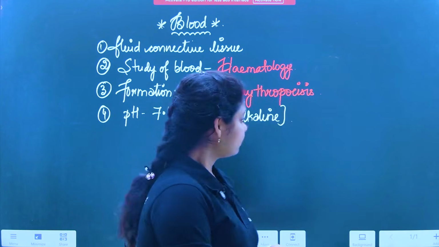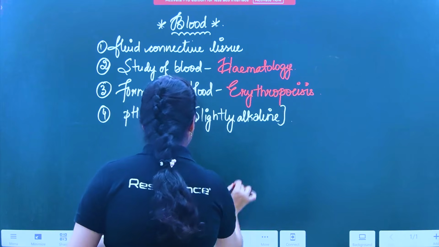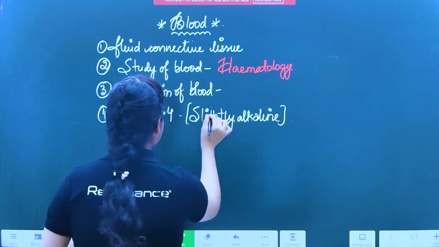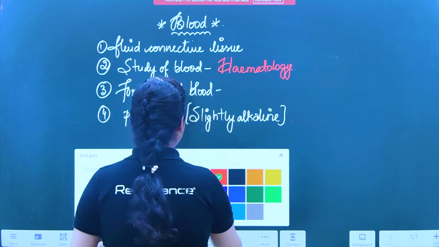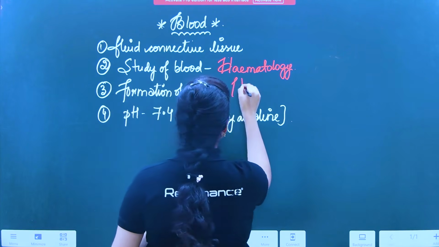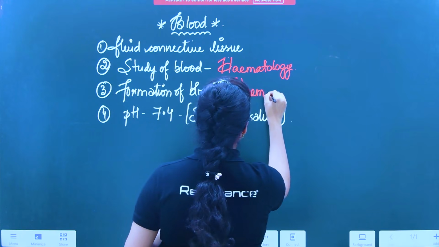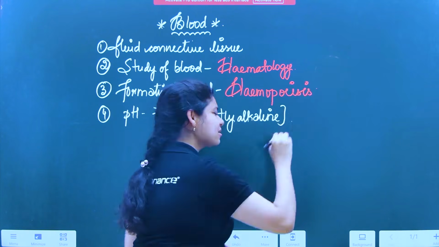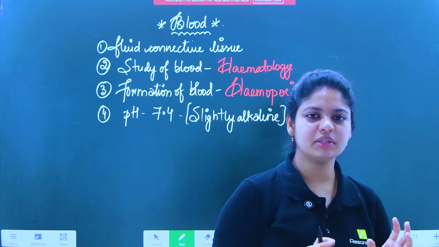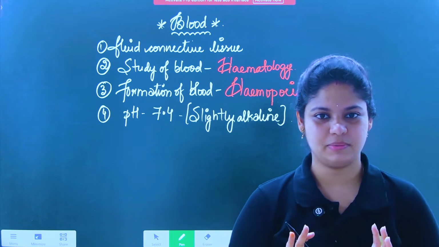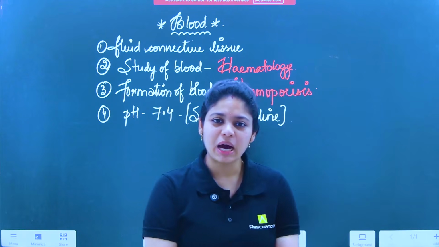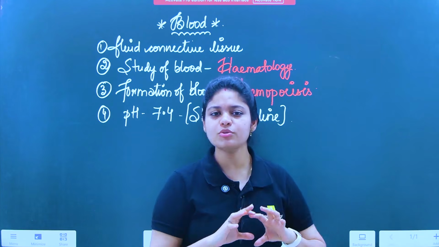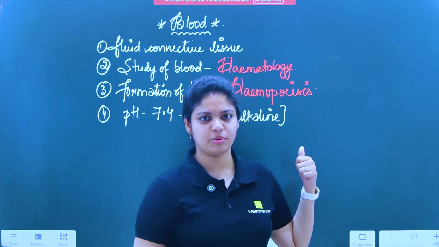I'll show you, wait. I wrote here, no? Formation of blood is called hemopoiesis. Okay, yes, erythropoiesis is nothing but the formation of RBC. Understood? Formation of RBC is erythropoiesis. Formation of all the components of blood is what is called hemopoiesis.